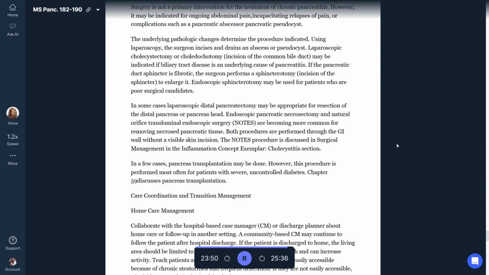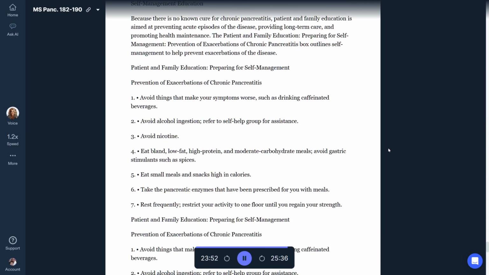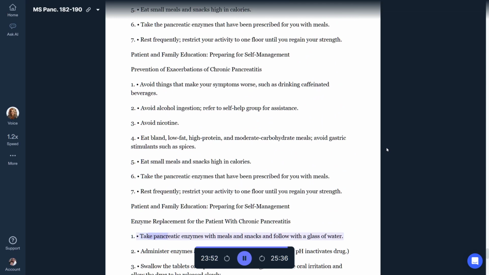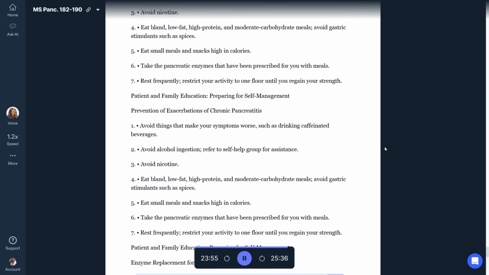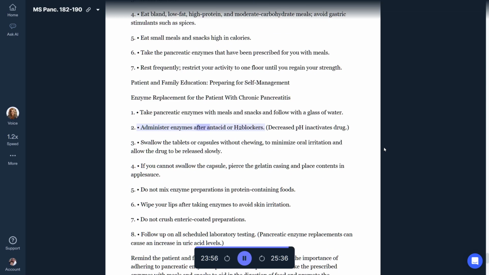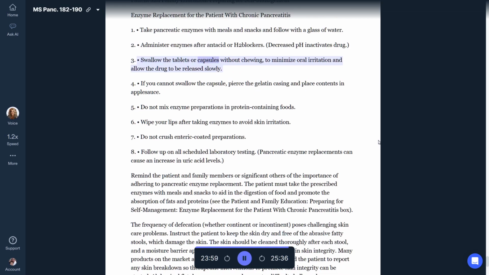Patient and Family Education: Preparing for Self-Management. Enzyme replacement for the patient with chronic pancreatitis. 1. Take pancreatic enzymes with meals and snacks and follow with a glass of water. 2. Administer enzymes after antacids or H2 blockers. 3. Swallow the tablets or capsules without chewing to minimize oral irritation and allow the drug to be released slowly.